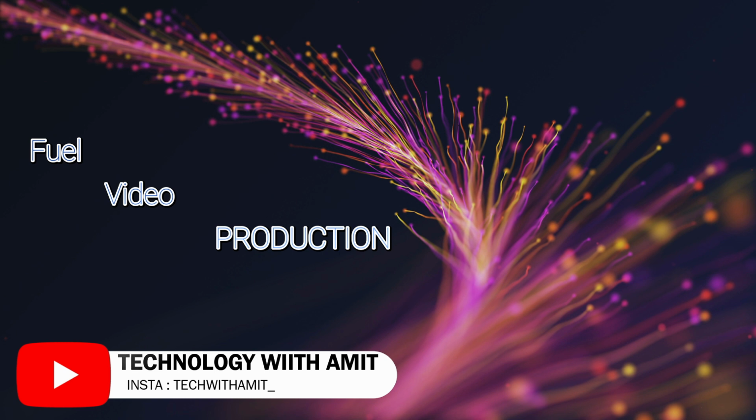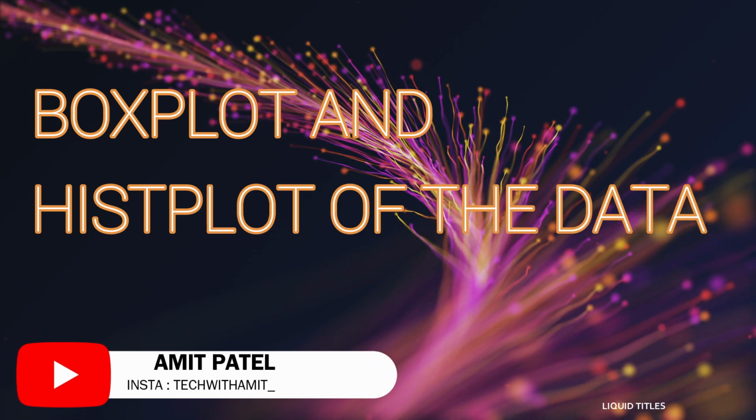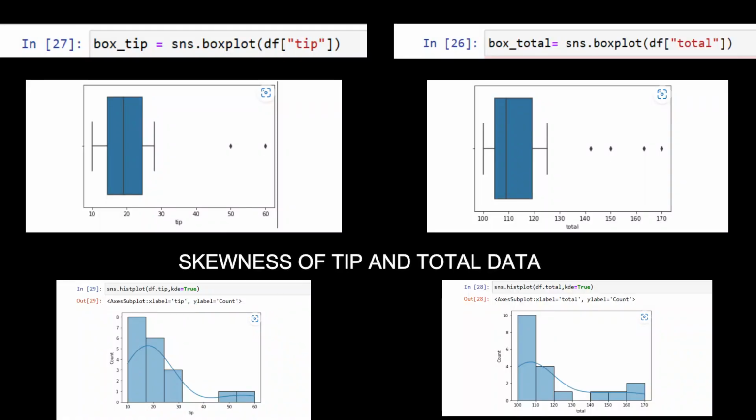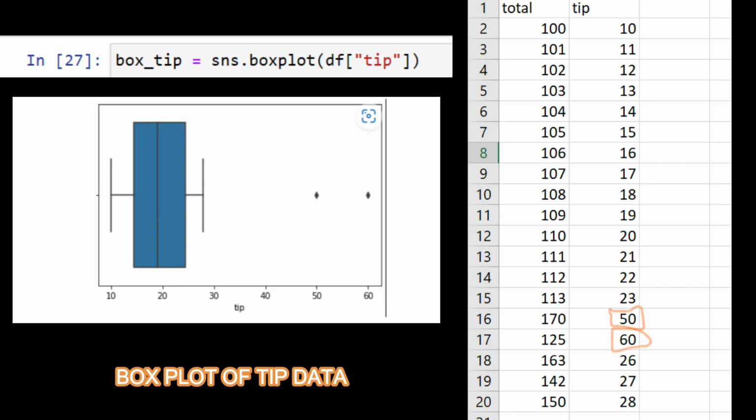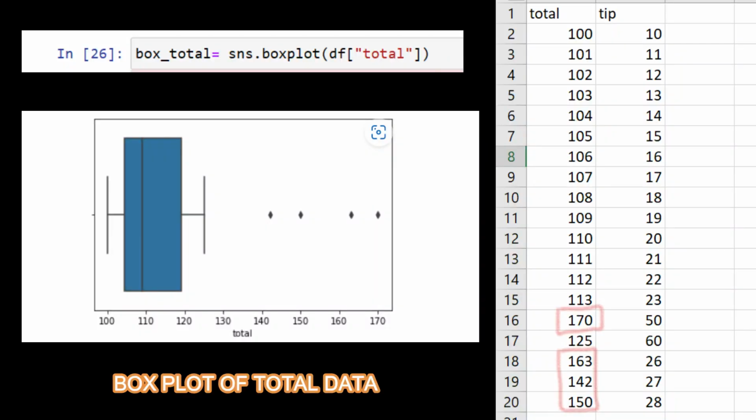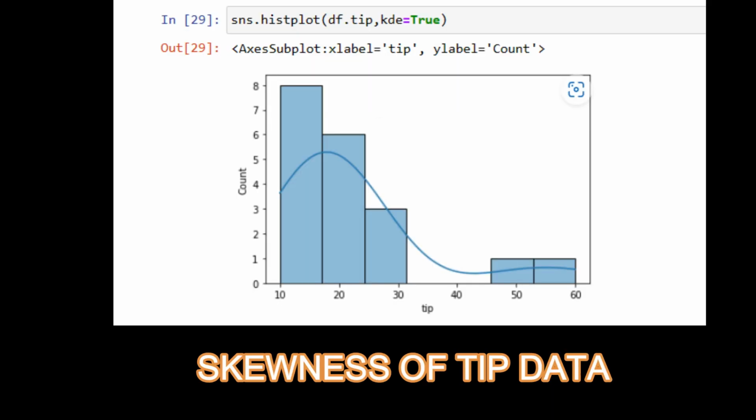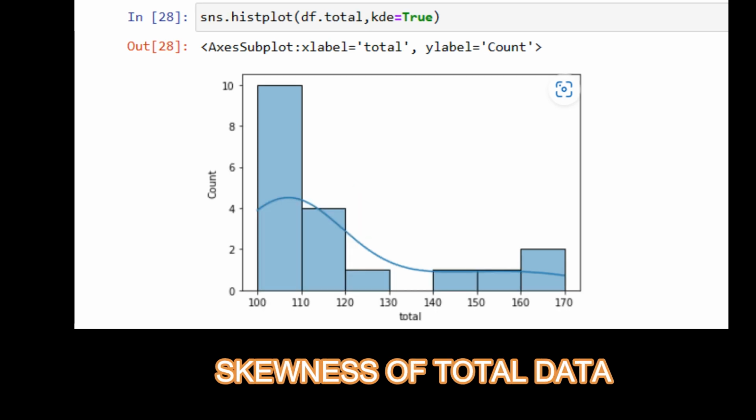So in this video, we are going to learn how to find the skewness in the data and also the box plot. So let's start. This is our whole diagram of the skewness and the box plot chart. This is the box plot of the tip data. You can see 50 and 60 are the outliers, and in the total data the outlier values are more than 140 and up to 170, and this is the skewness of the tip data in curve form. Also you can see the total value skewness in this chart.